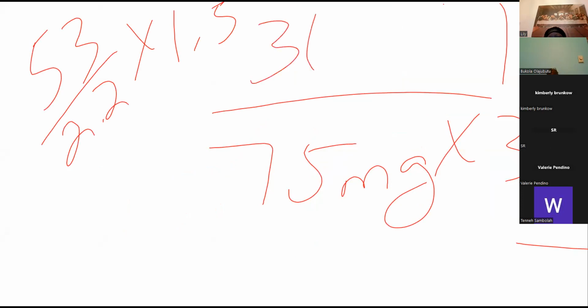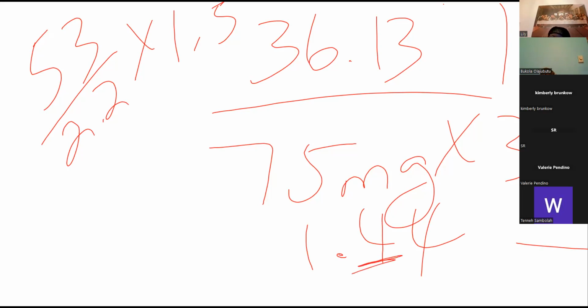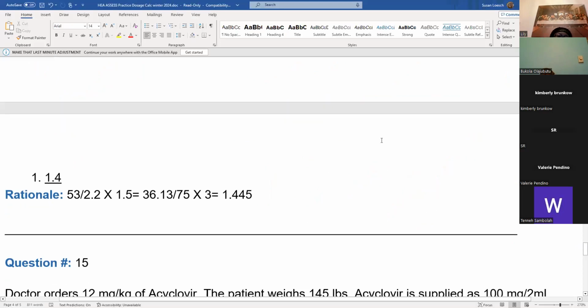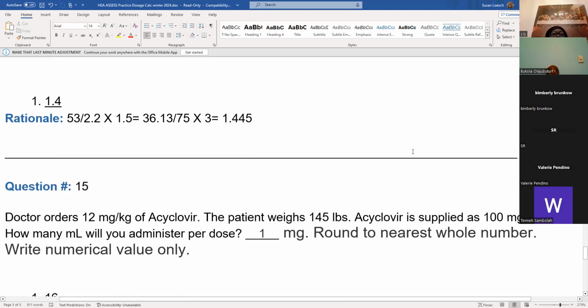That whole thing goes over this. Then you're going to divide that by your 75 and multiply it times 3. So you should get 1.44 something, right? And it's going to be rounded to 1.4. Did you get something else? No. Did I do the math right? 1.4. Okay. I've got to run to the ladies' room real quick. Look at the next one and see if you can calculate it on your own.